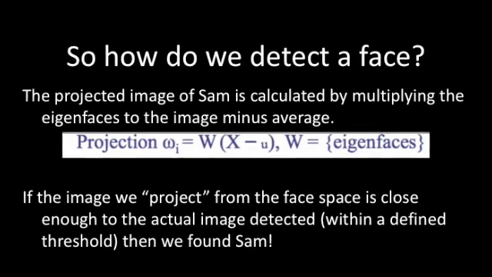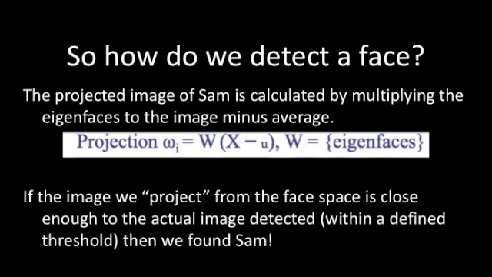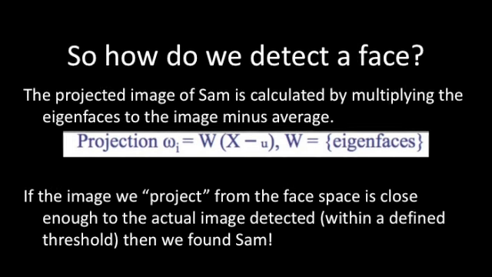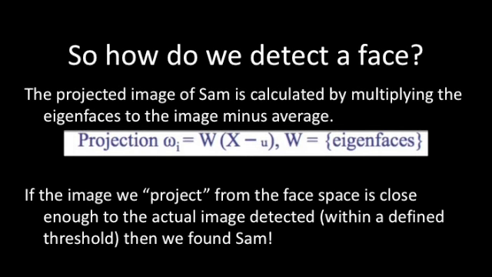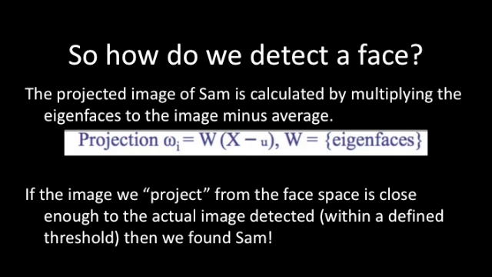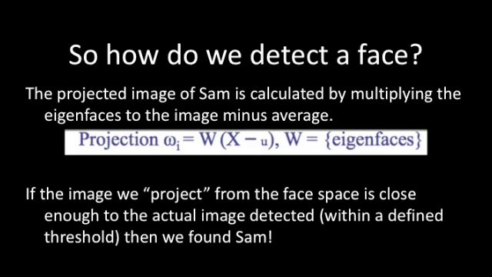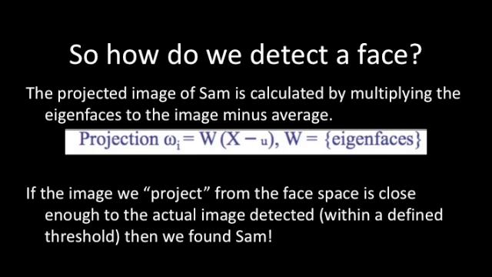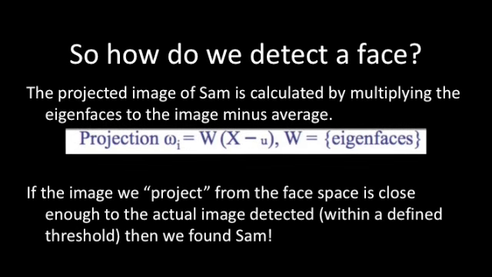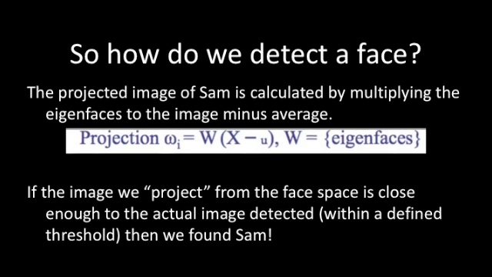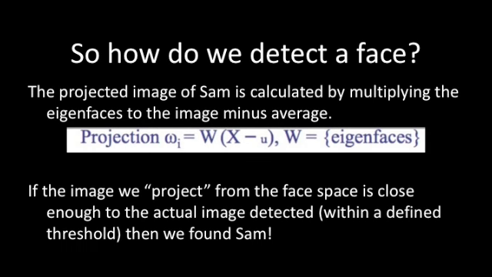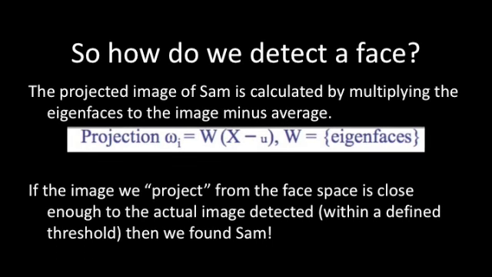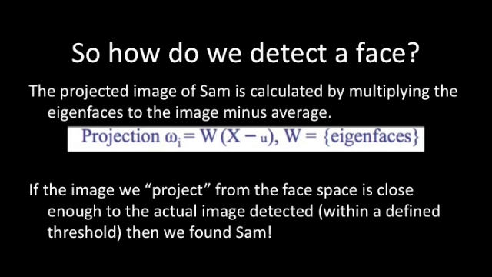So how do we go about detecting Sam? First, we do the projection of Sam onto the eigenfaces and see if this projected image from the face space is close enough to the actual image we just saw of Sam. If the difference between these two images is within a threshold, then we're able to define and find Sam. That's it. That's how we go about detecting faces today.